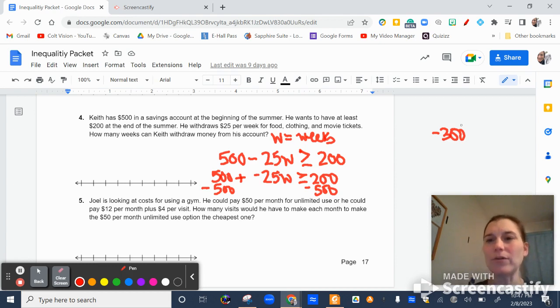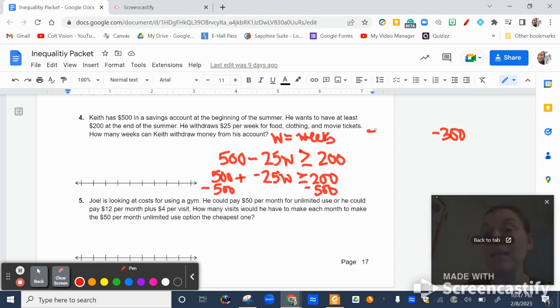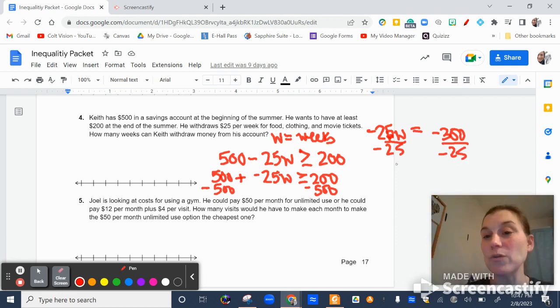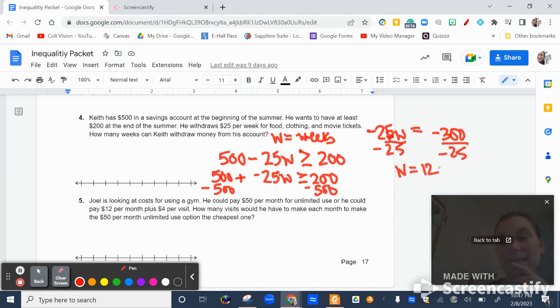Well, how did he spend 300? He spent 300 because he was spending $25 per week. So if you spend $25 per week and you spend $300 altogether, that means you were spending $25 per week for 12 weeks. So there you go. 12 is my solution.